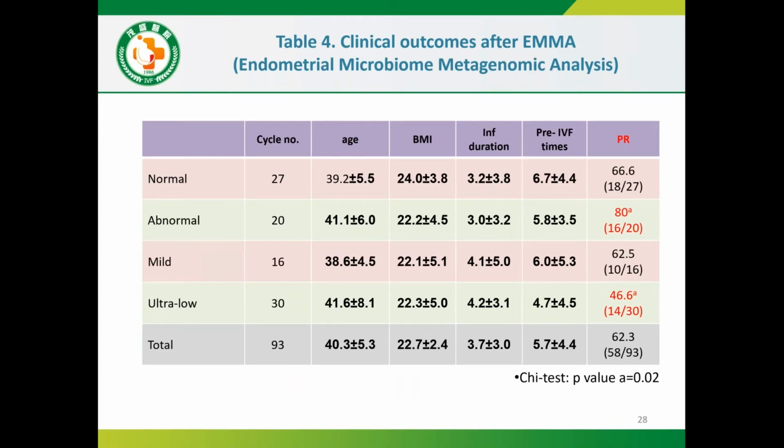The clinical outcome after antibiotic or probiotic treatment for different uterine microbiota states is shown in Table 4. The pregnancy rate of normal microbiota in the uterus was 66.6%. The pregnancy rate of the abnormal microbiota group was 80%. The pregnancy rate was significantly higher in the abnormal group than in the ultra-low group. Optimal microbiota status in the uterus improved clinical outcomes in IF patients.